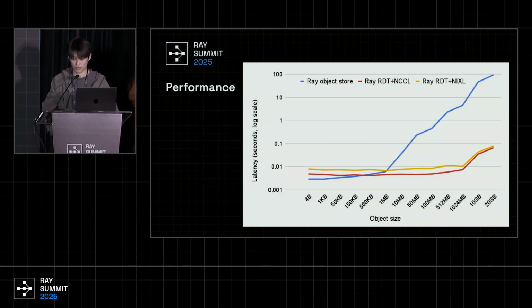And here's the benchmark for the RDT. We can see for larger data sizes, RDT can achieve over 1000x performance improvement over the Ray object store, because RDT doesn't need serialization and deserialization, and it will use GPU to GPU direct memory RDMA to transfer, and it's much faster than the TCP transfer.